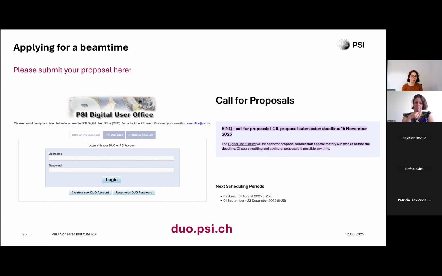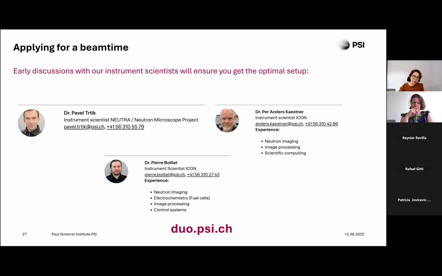You can log in and create your account, and also follow where the proposal calls are. Usually, if it's your first time applying for beam time, it's really nice to have some early discussions with some of our beamline instrument scientists, as you can see their names here. This is really beneficial to ensure you get your optimal setup and can fulfill the requirements of your research properly. You can also have a successful proposal writing, application, and approval.